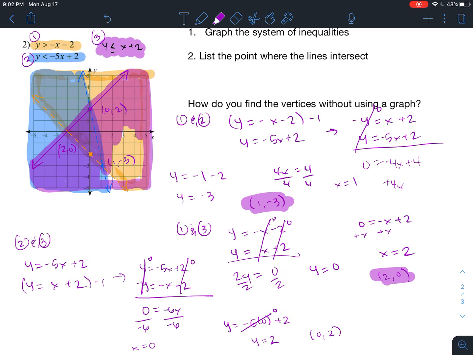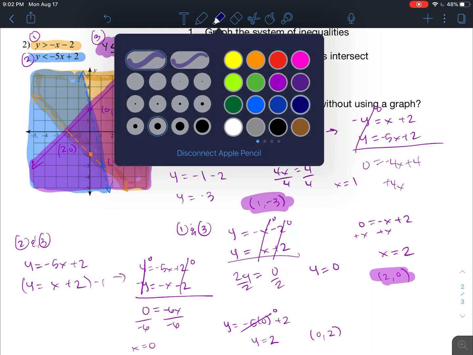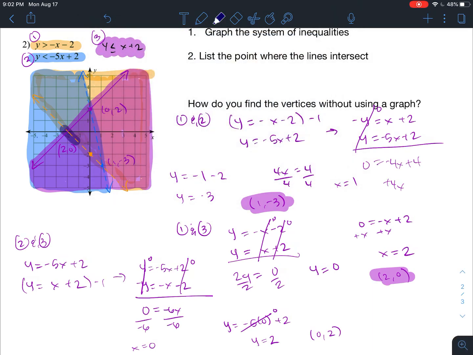Now if it's still possible, I hope you guys can still see it. Let's go ahead and use a pretty dark color though. This right here, that is the overlap between all of them. So that triangle region, that is the overlap. That is the solution within that triangle right there.